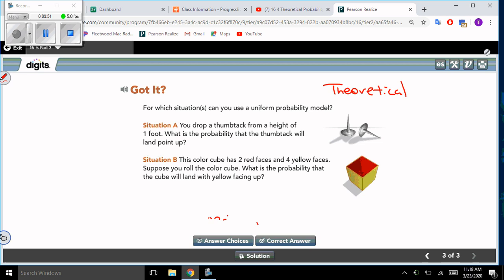Next slide. In this particular scenario, we'd have to take a look at situation A versus situation B. Now, situation B can be kind of confusing because we have 2 red faces versus 4 yellow faces. But what you have to take a peek at is that all 6 faces on this cube have the same chance of being rolled. So what's the probability that the cube will land on yellow facing up? This would be a 4 out of 6 situation, and therefore you could use a uniform probability model, because it's 4 out of 6 versus 2 out of 6.